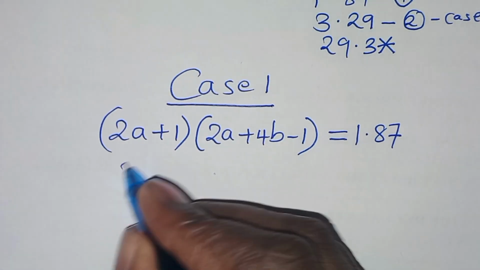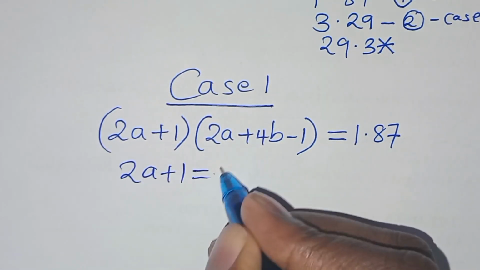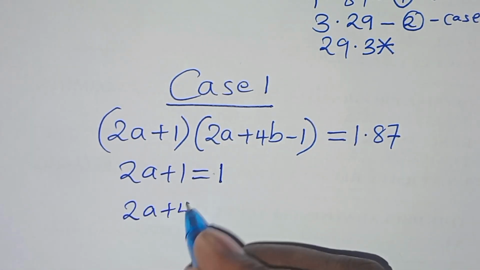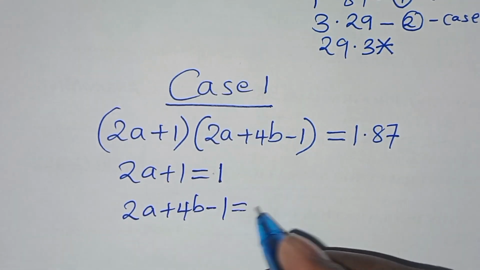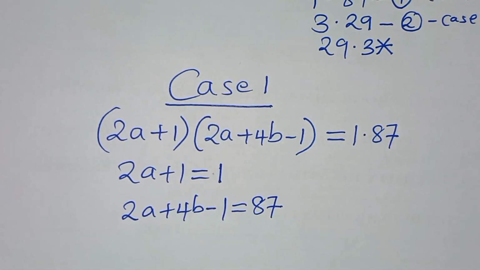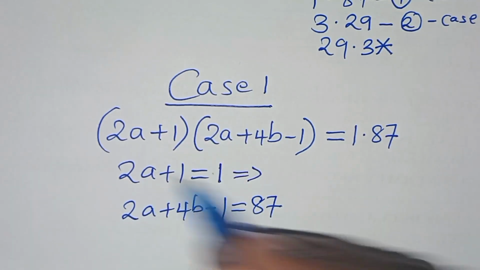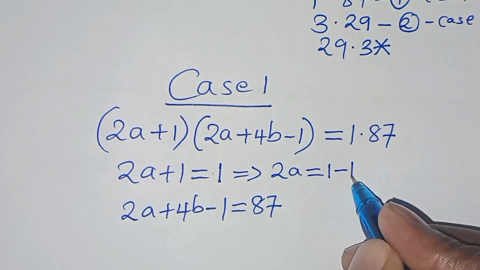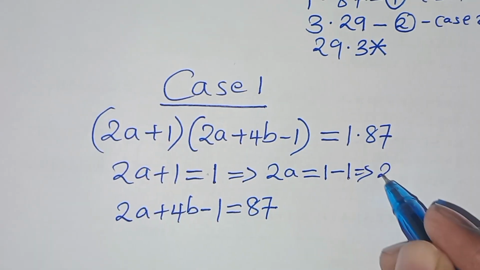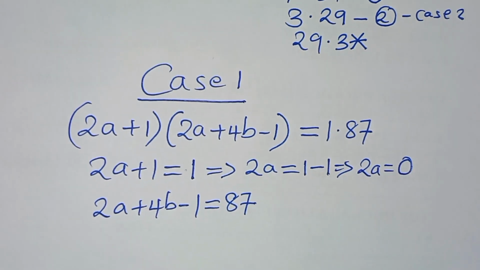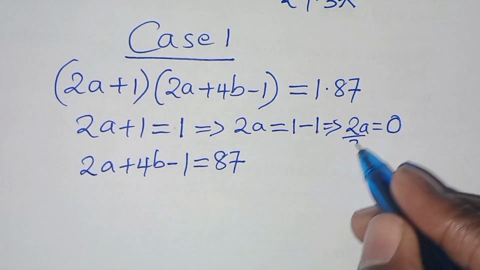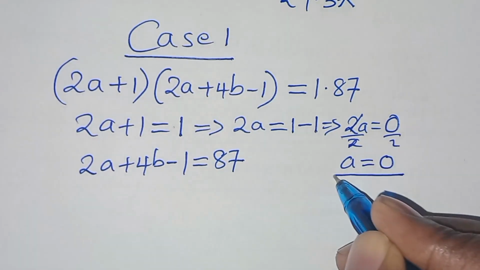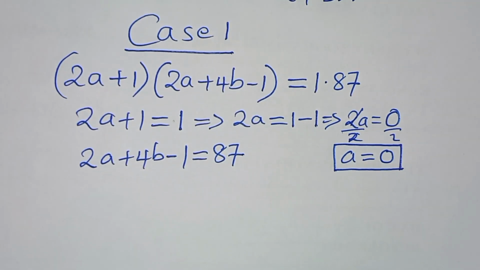So this implies that here we have 2a plus 1 is equal to 1, and we have 2a plus 4b minus 1 is equal to 87. So from here, we have 2a is equal to 1 minus 1. So this implies that we have 2a is equal to 0. So let's divide both sides by 2 here. And this implies that a is equal to 0. The value of a is equal to 0.